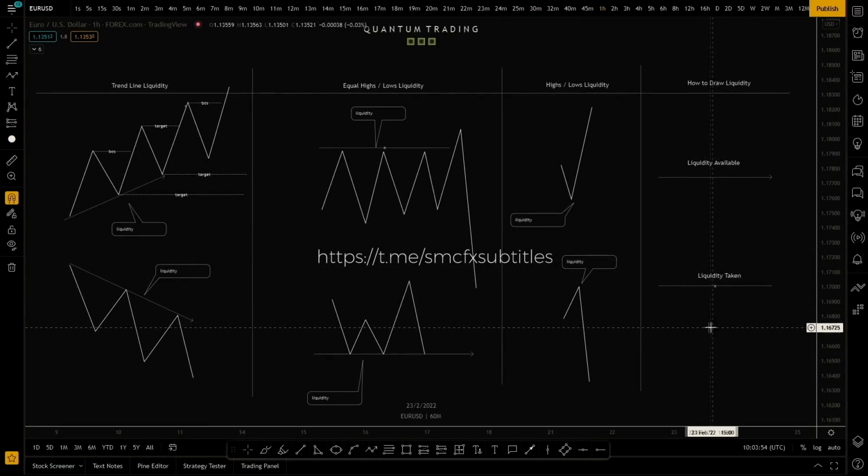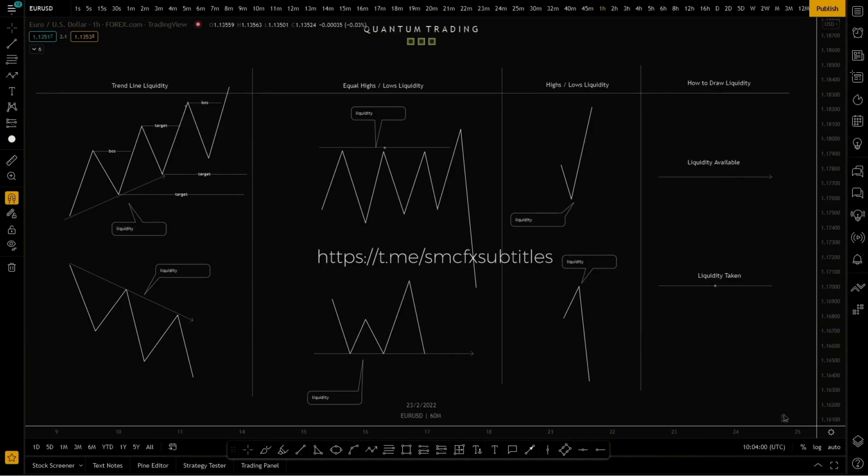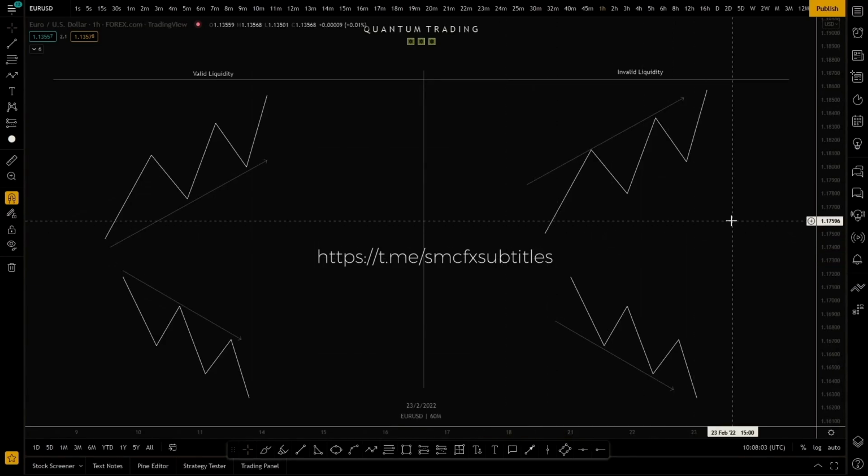So what I want to do now is show you how we identify when liquidity is valid and when liquidity is not valid. Okay, I want to talk quickly about how to correctly draw and identify correct trendline liquidity. We can see here on the left hand side, I've drawn valid liquidity with a trend line. Now on the right hand side, this liquidity is invalid liquidity.